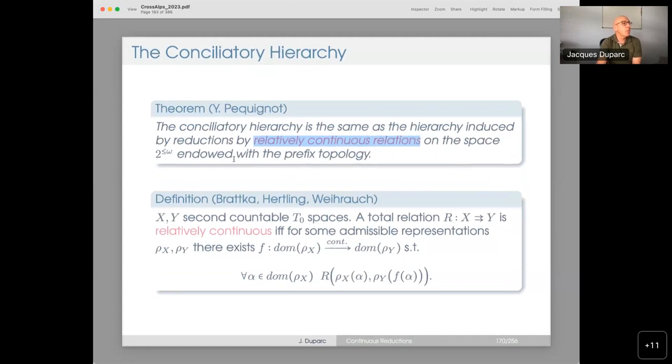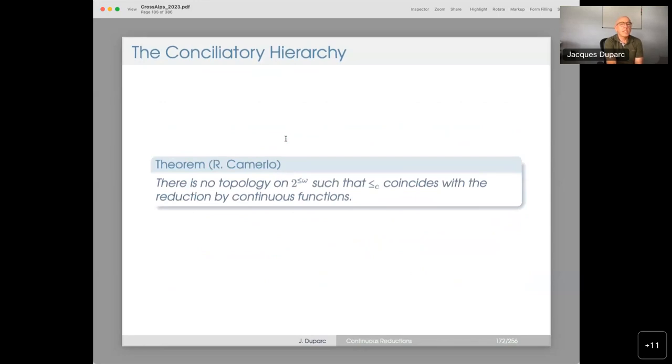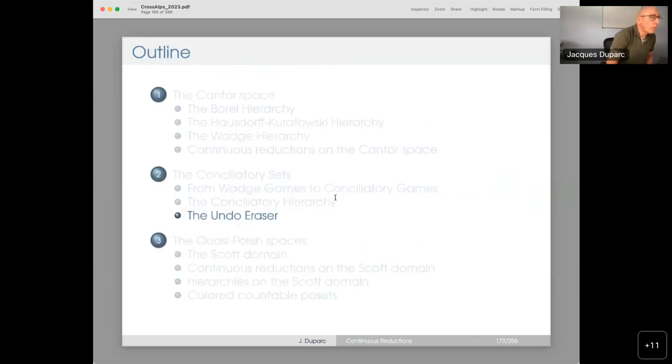Why don't we try to get a better topology such that the conciliatory hierarchy would be the one induced by reduction by continuous functions instead of relatively continuous relations? I've been asked the question several times, and thanks to Ricardo Camerlo, I know that it's impossible. We don't have to look for it. There is no topology on this set such that the conciliatory ordering coincides with the reduction by continuous functions. So don't try to put a topology on it.